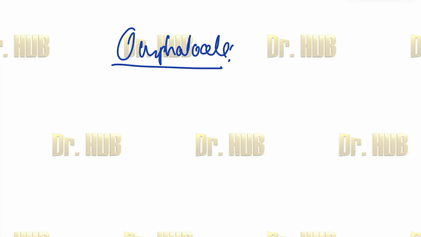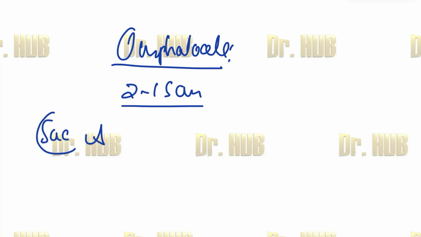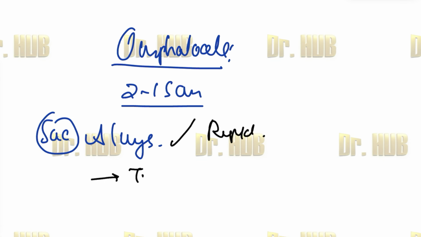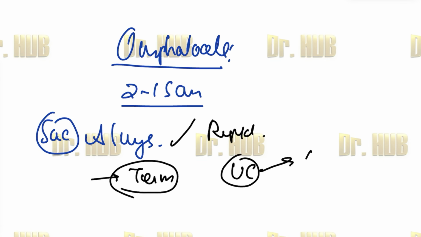In omphalocele, the defect size is about 2 to 15 centimeters, and the sac is always present, or it may be ruptured. Next, talking about the gestational age, it occurs in term, and the umbilical cord is attached to the sac.